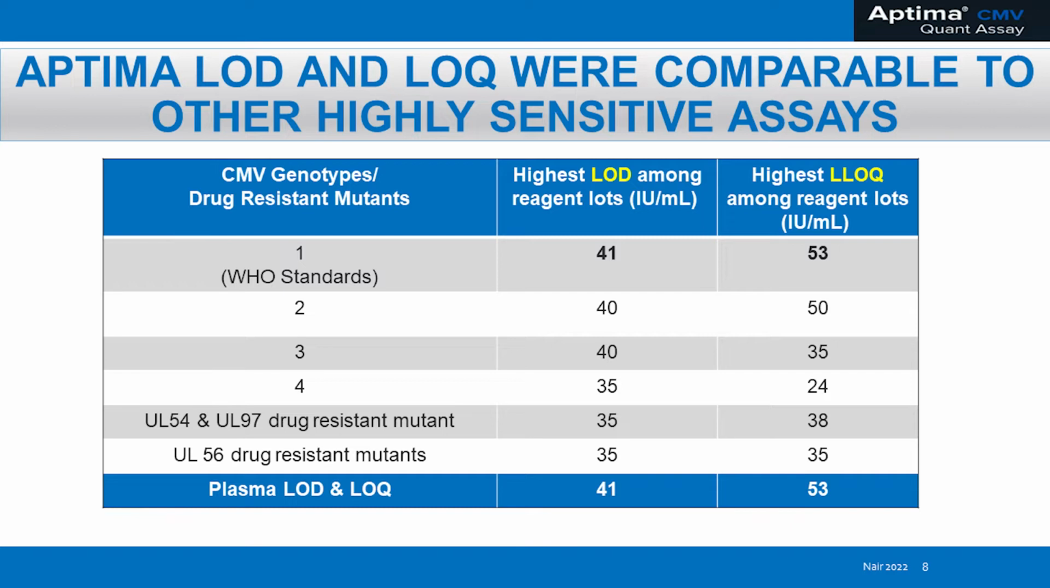This assay is calibrated to the WHO standards, and the limit of detection and limit of quantification studies were performed with dilutions of the WHO standard in plasma and tested with multiple reagent lots. And we also confirmed the limit of detection and quantification with samples of various CMV genotypes as well as drug-resistant mutants. And as you can see from the last row here, the LOD and LOQ are 41 and 53 IU per ml, which is very much in the same ballpark as that seen for other highly sensitive CMV quant assays.